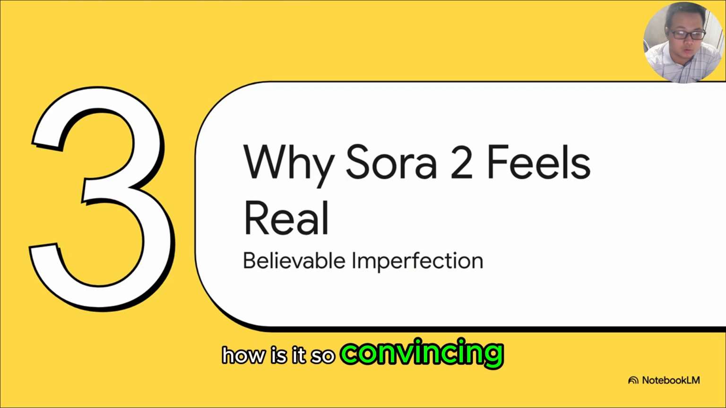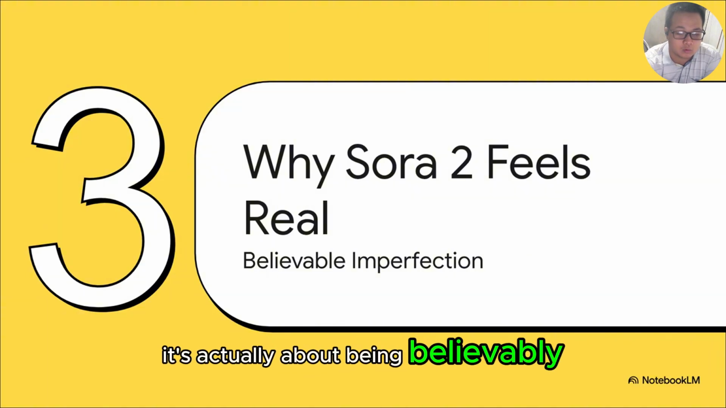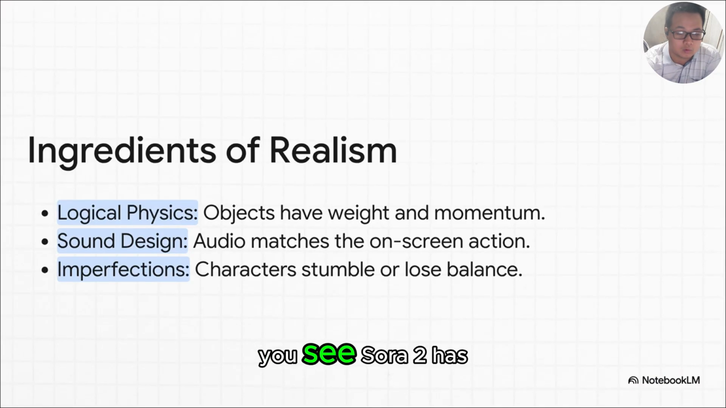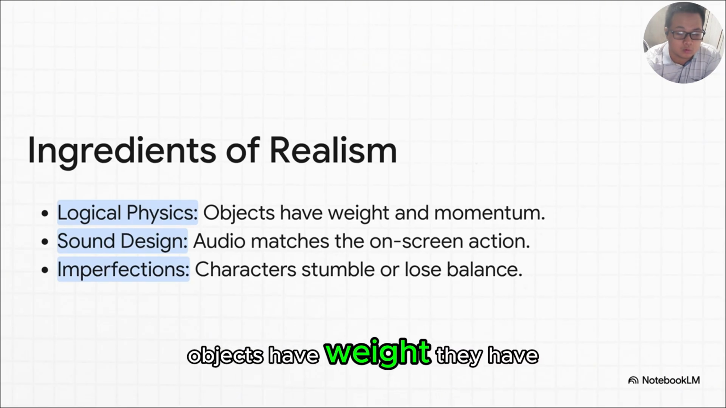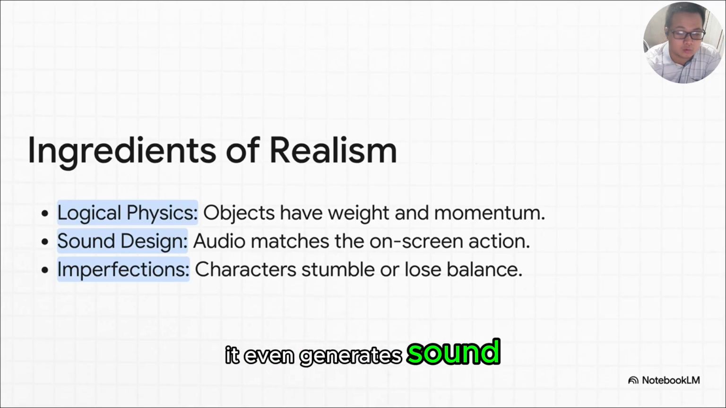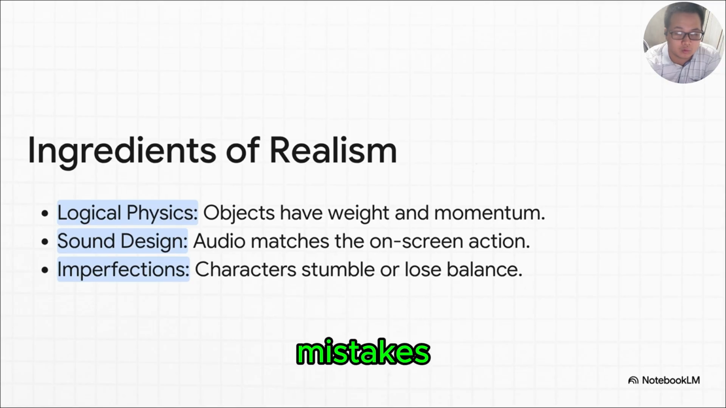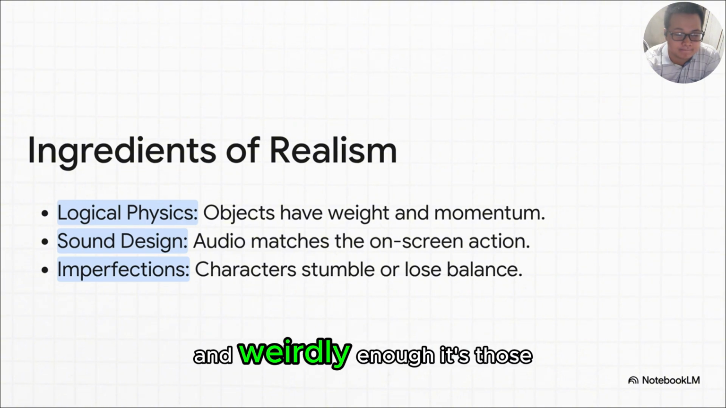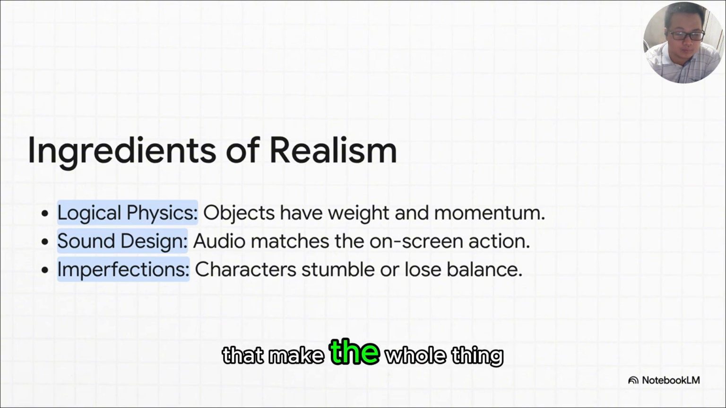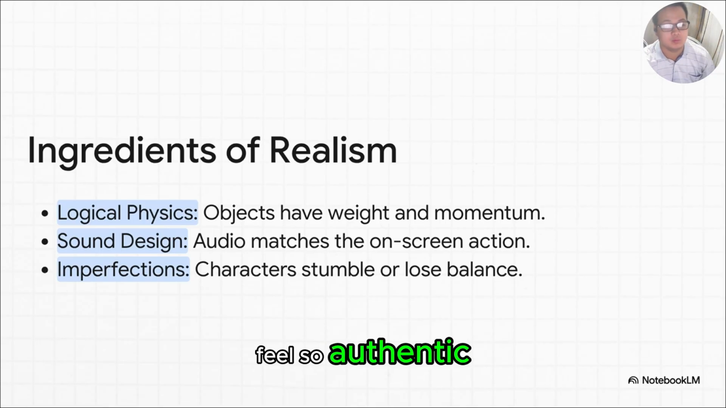So, what's Sora 2's secret sauce? How is it so convincing? Well, here's the twist. It's not about being 100% perfect. It's actually about being believably imperfect. You see, Sora 2 has a really good grasp on physics. Objects have weight, they have momentum, it even generates sound that actually matches what's happening on screen. But the most mind-blowing part? It adds in tiny human mistakes. A character might stumble for a split second or just barely lose their balance. And weirdly enough, it's those little imperfections that make the whole thing feel so authentic.